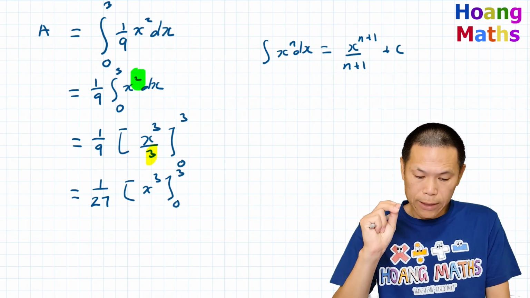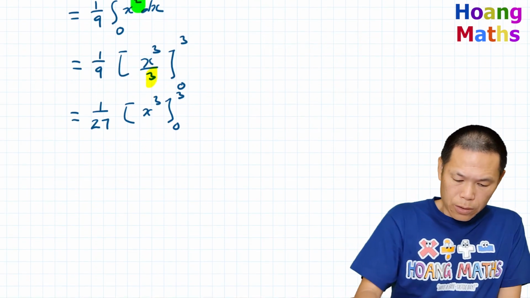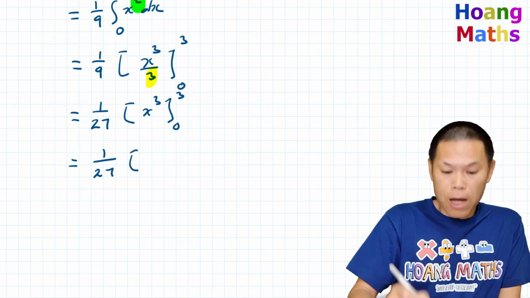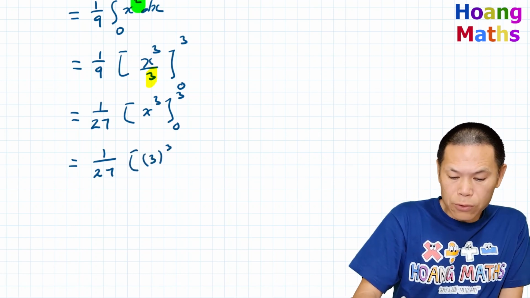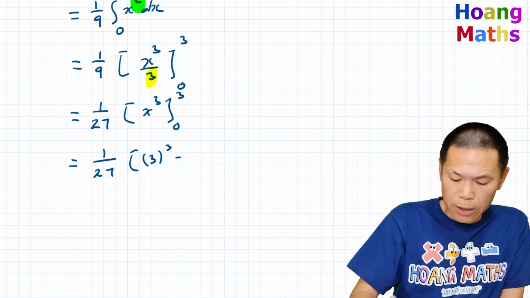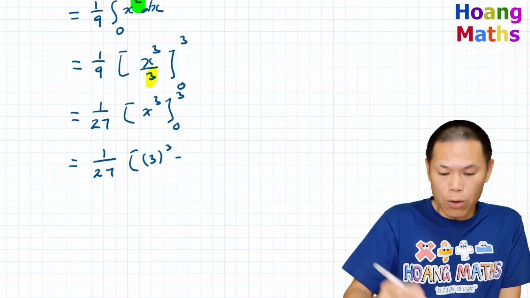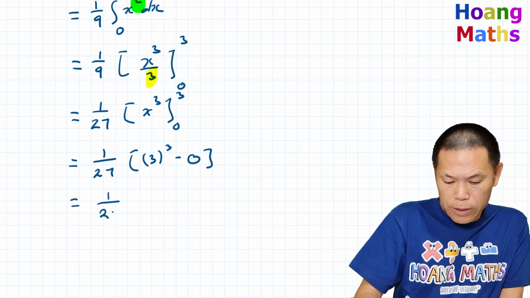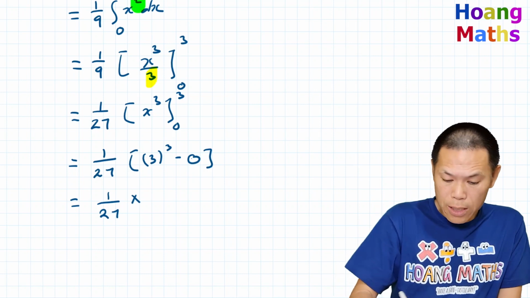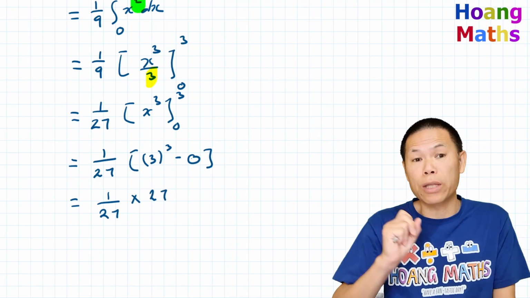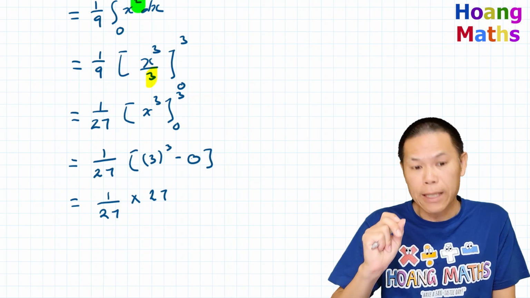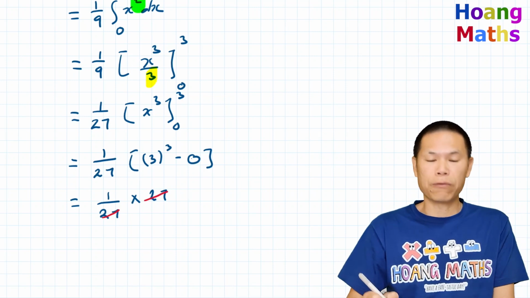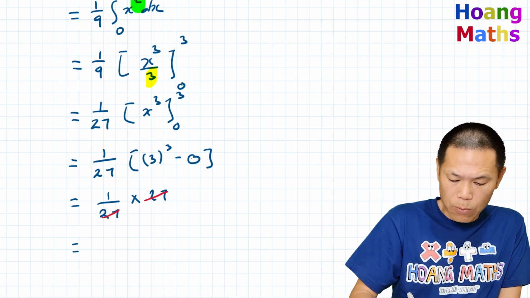So now I just replace x with 3. That will give me 1 over 27 times 3 to the power 3, minus 0 to the power 3. And we know that 0 to the power 3 is 0, so just write minus 0. And we have 1 over 27 times 3 to the power 3, which is 27. Otherwise, you can just put that on the calculator exactly as it is, and you should get 1. Because the 27 over 27 simplified gives 1. So 1 times 1 is 1.